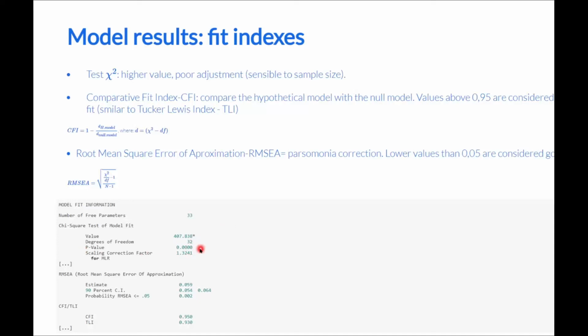In that case, we rejected our hypothetical model. And that happens a lot, because chi-square is very, very sensitive to the sample size. In this case, we have 3,000 more cases. Because of that, a lot of different fit indexes were developed.